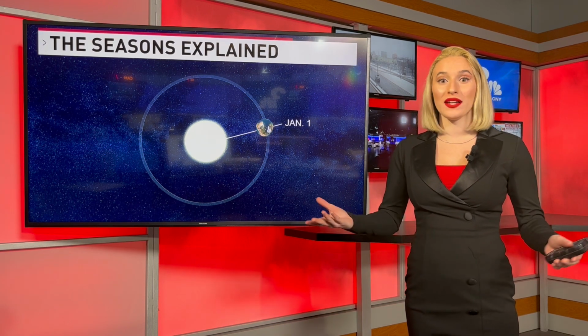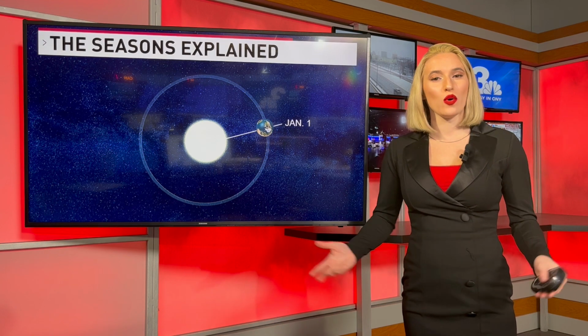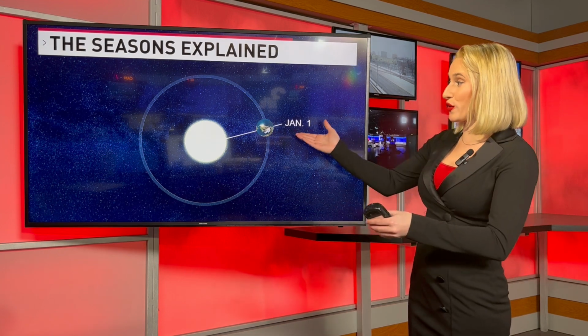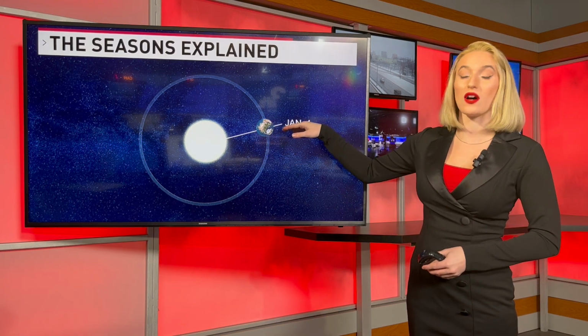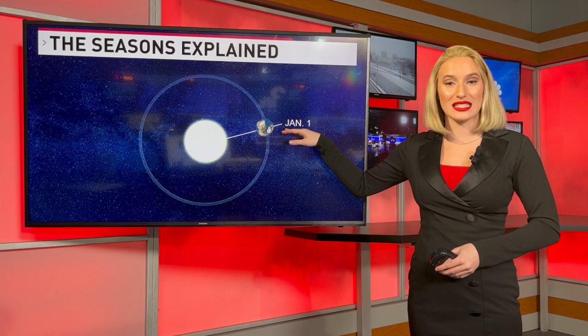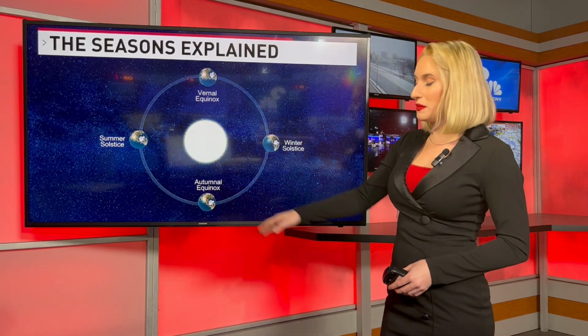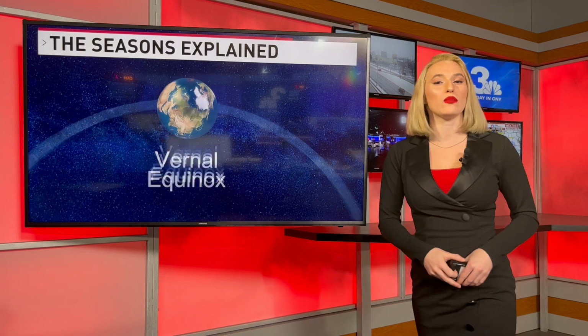We are getting closer to the official start of spring, but what does that mean and why do we even have seasons? Well, let's explain, starting with Earth and its position near the sun. January 1st, it's just above the start of winter, which is late December. As we go around the sun, we reach vernal equinox, which is the start of spring, summer solstice, and the autumn equinox. So let's explain what each of these means.